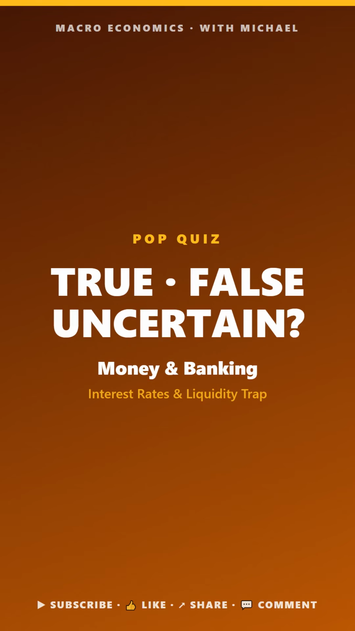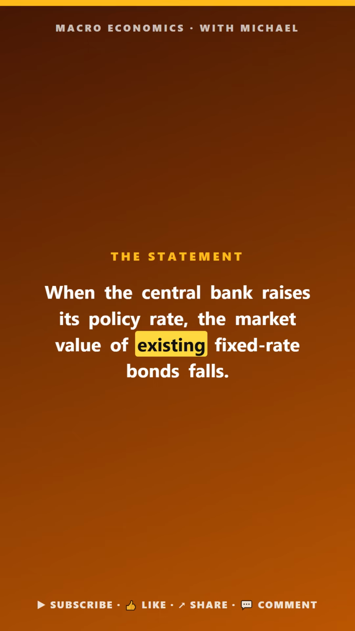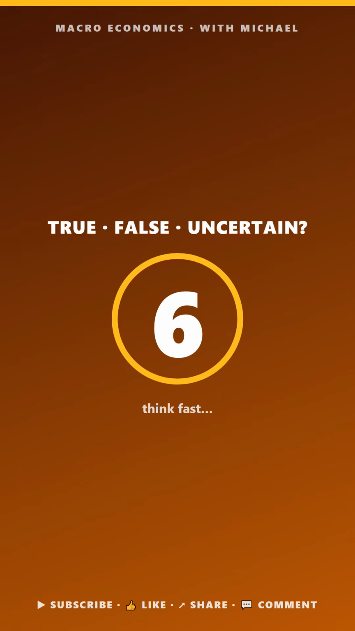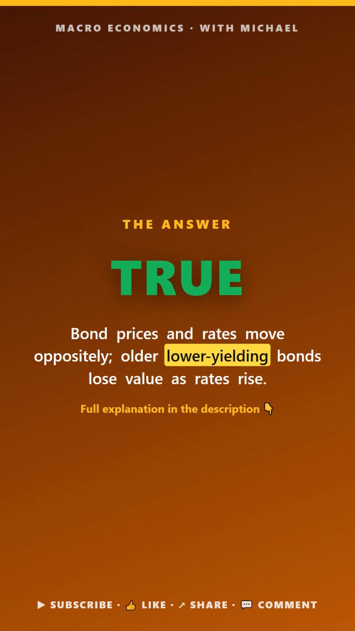Macro pop quiz. Money and banking. True, false, or uncertain. When the central bank raises its policy rate, the market value of existing fixed-rate bonds falls. The answer is true. Bond prices and rates move oppositely. Older, lower-yielding bonds lose value.